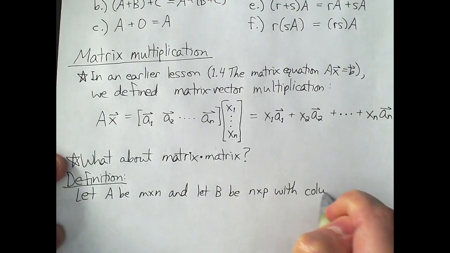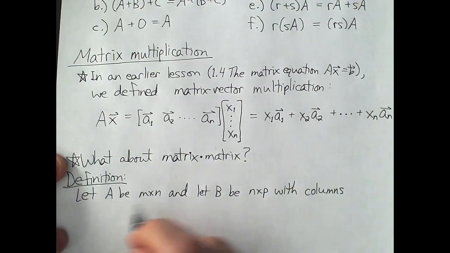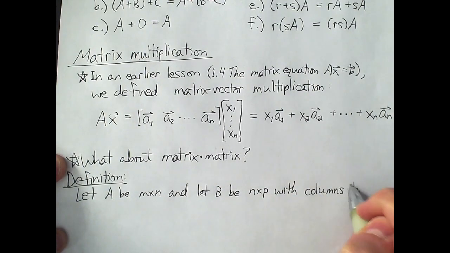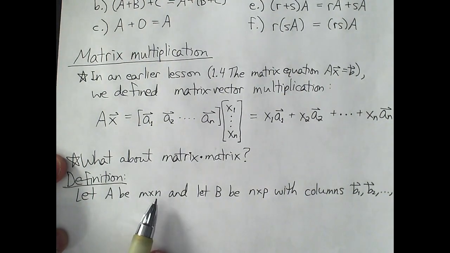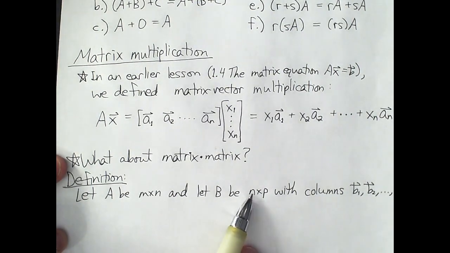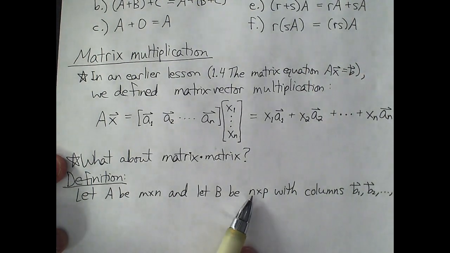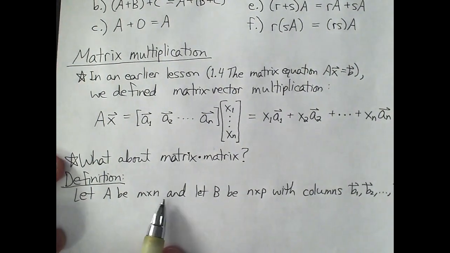With columns B1, B2, etc., up to BP. All right, so B has P columns. Notice that B has n rows and A has n columns. The number of columns in A is the same as the number of rows in B. That's not just a coincidence. That's going to turn out to be a requirement.